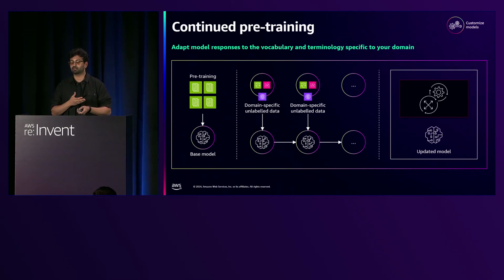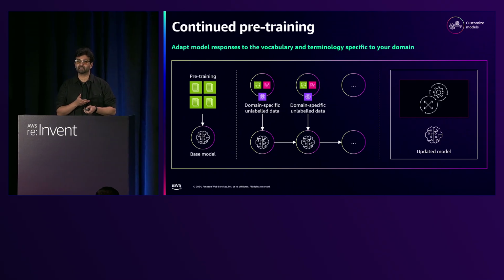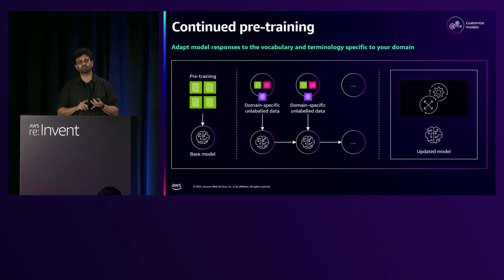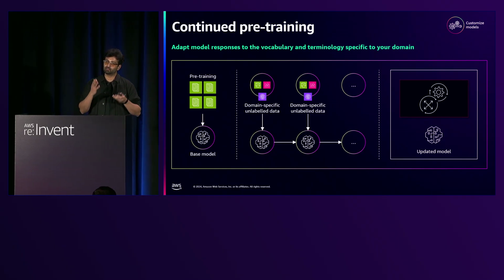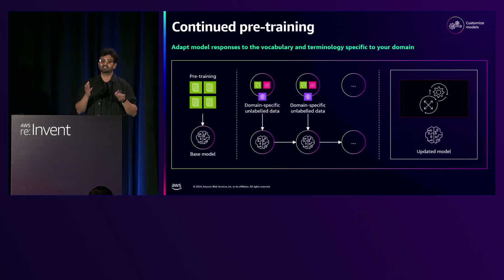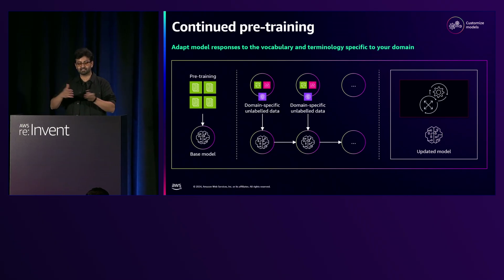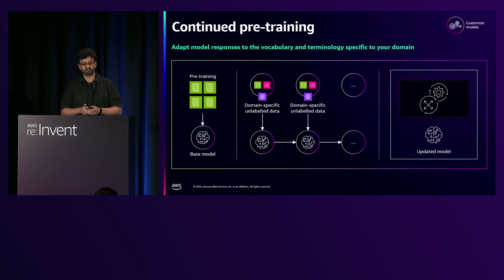Some of our models that we released earlier this week, the Nova Micro and Nova Lite, are smaller models that were pre-trained with the same kind of process in mind. So you have a large corpus of unlabeled data, and you can pre-train your models and then fine-tune it subsequently and then align it, and that's how the entire life cycle looks like.